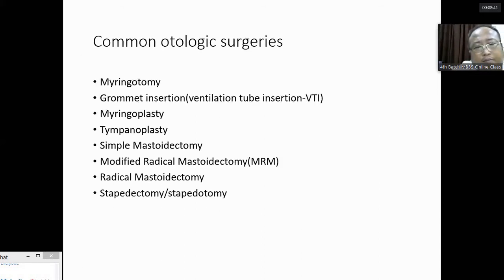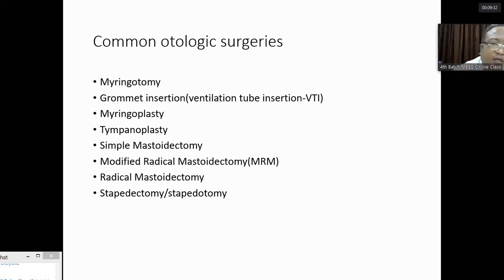These are the common ear surgeries which we do in our day-to-day practice. Myringotomy is just an incision given in the tympanic membrane for the drainage of a collection or pus, also known as a ventilation incision, for otitis media with effusion if the patient has symptoms or needs hearing improvement. Then myringoplasty, tympanoplasty, mastoidectomy, and stapes surgeries. We'll discuss the simple and common ones. Stapes surgery is complicated; you should know the terminology only: stapedectomy and stapedotomy.